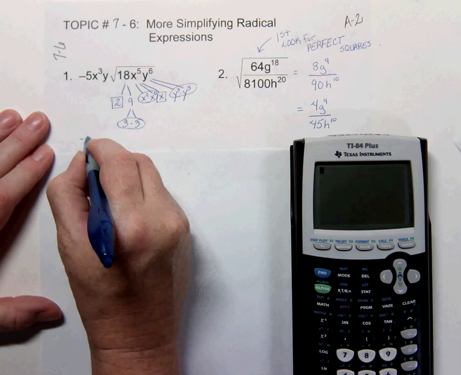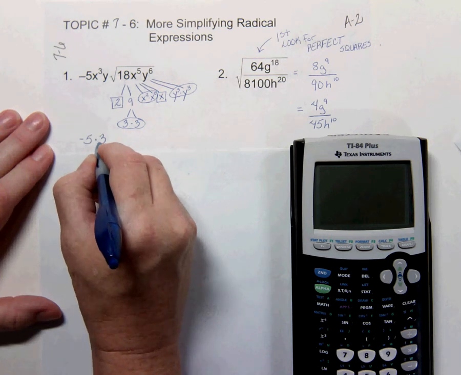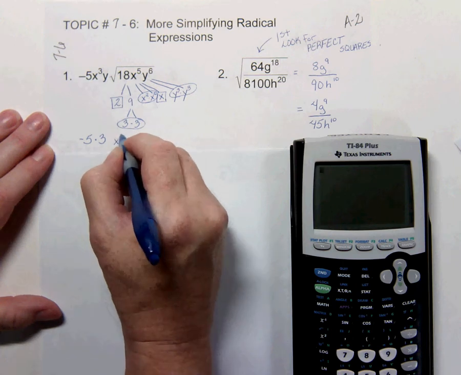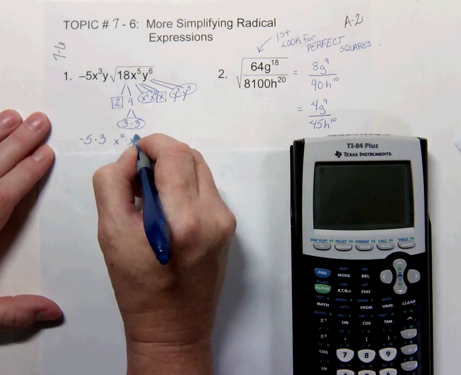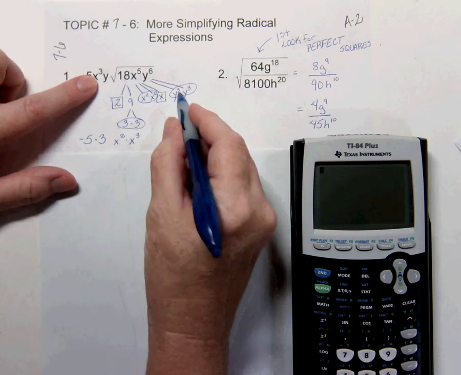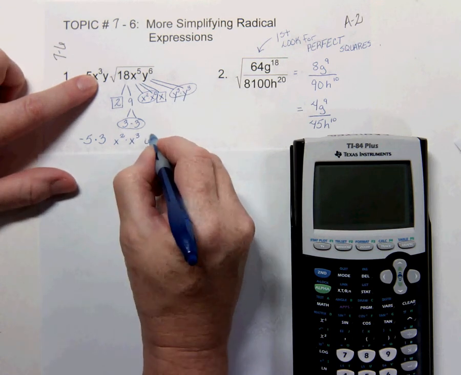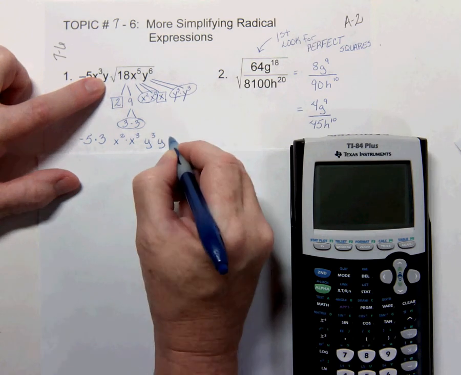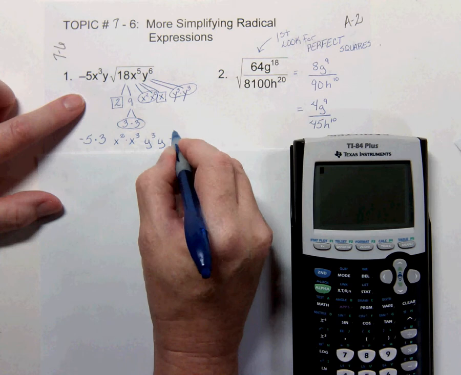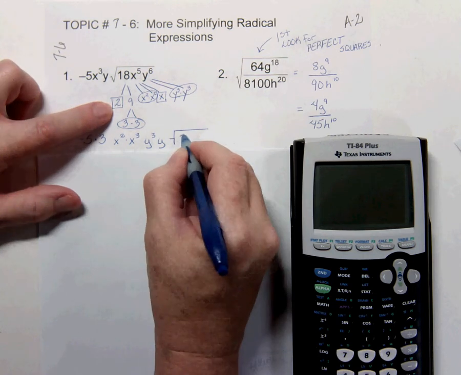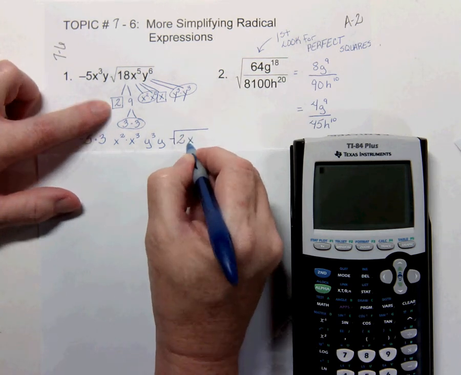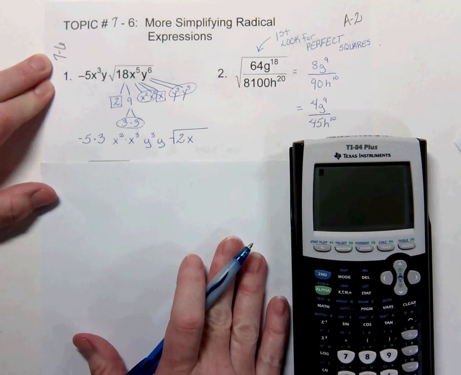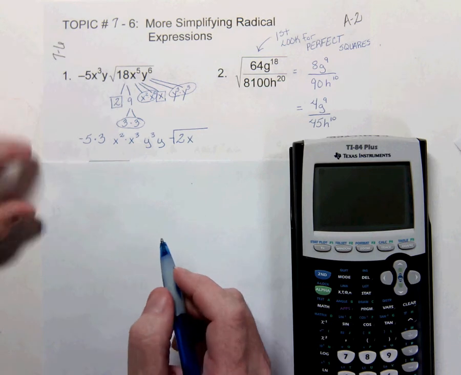Negative 5 will be multiplied by the 3. The x to the 2 will be combined with the x to the 3 on the outside. Your pair of y to the 3's will be combined with the y on the outside. And then I think we're through with everything underneath, so what's left under is what was boxed, the 2 and the x. So again, these are large problems, but if you go slowly, carefully, and neatly, you'll be able to get this.